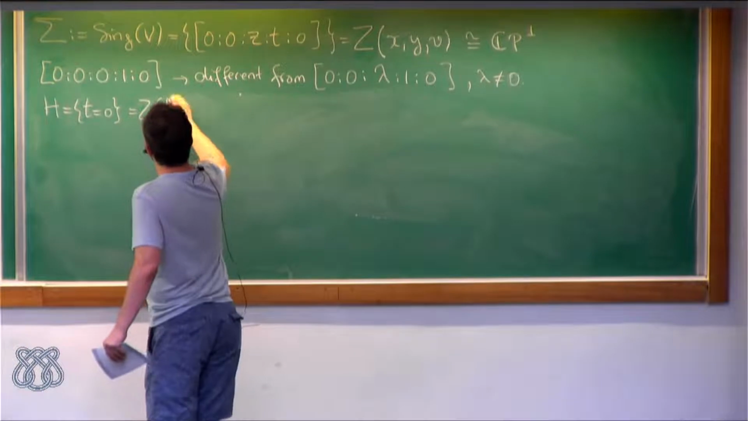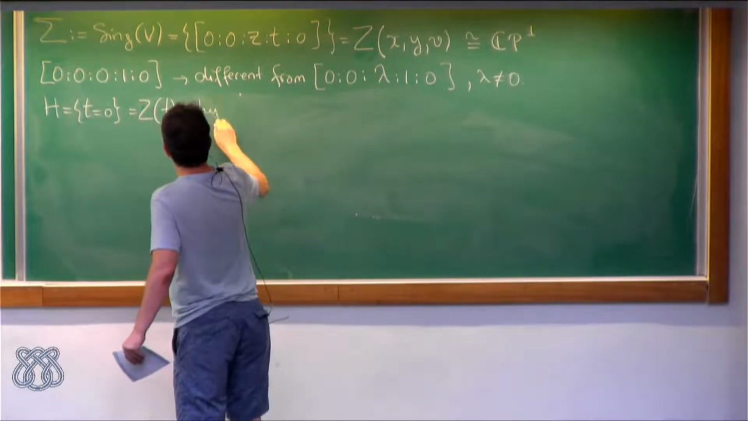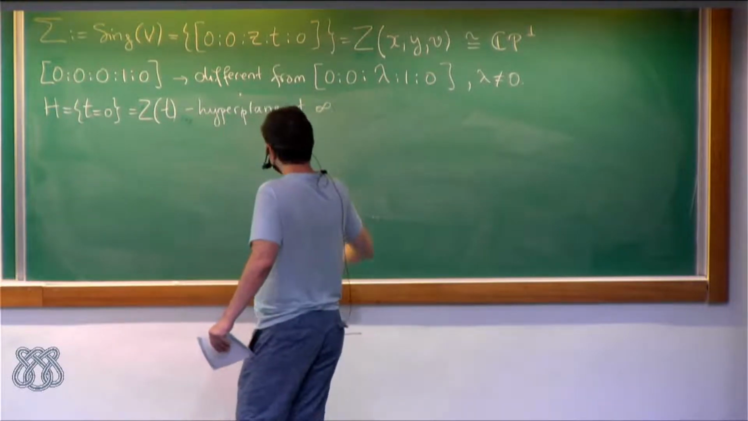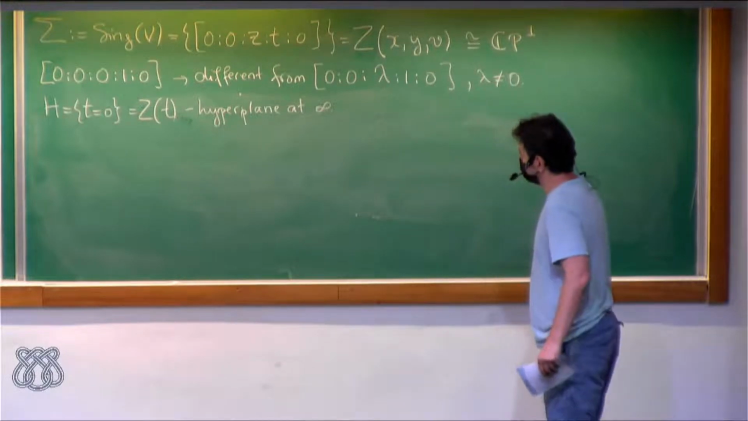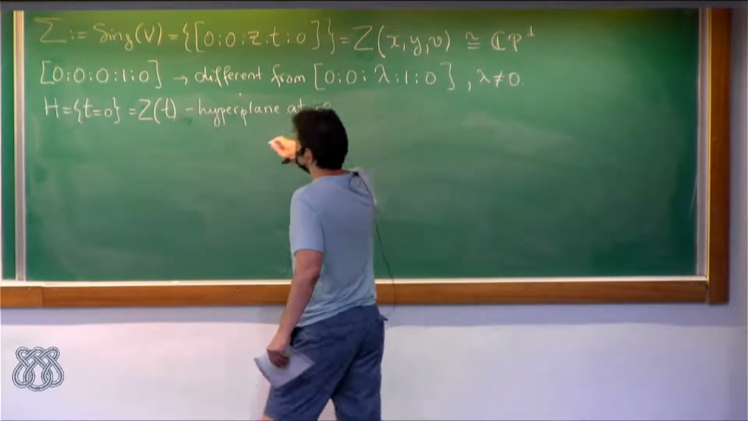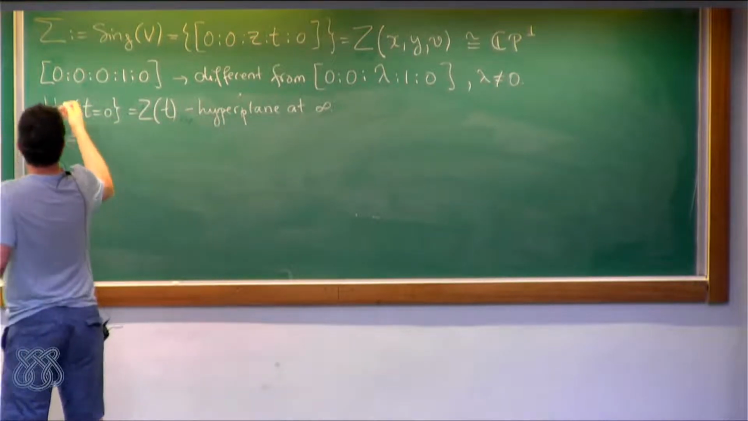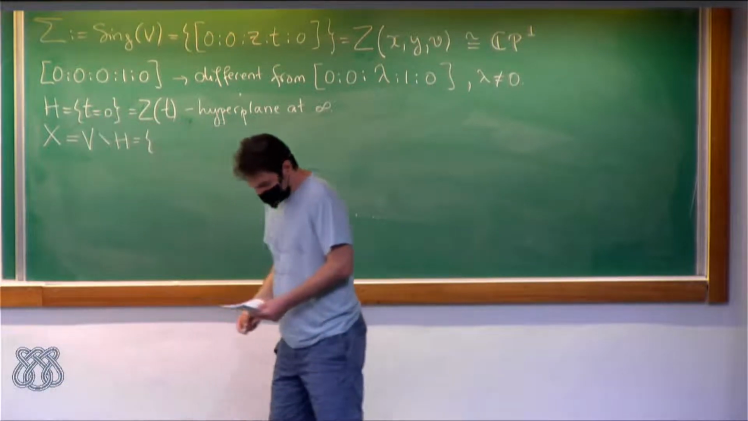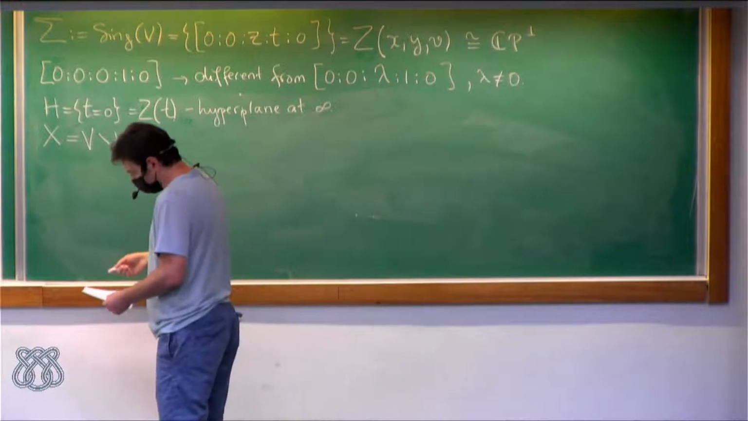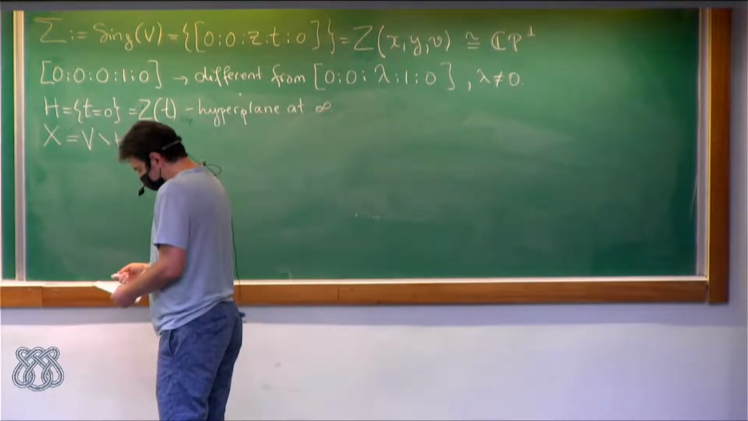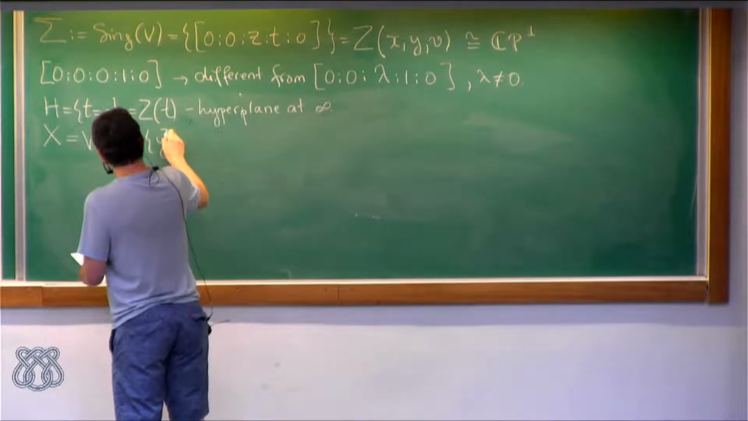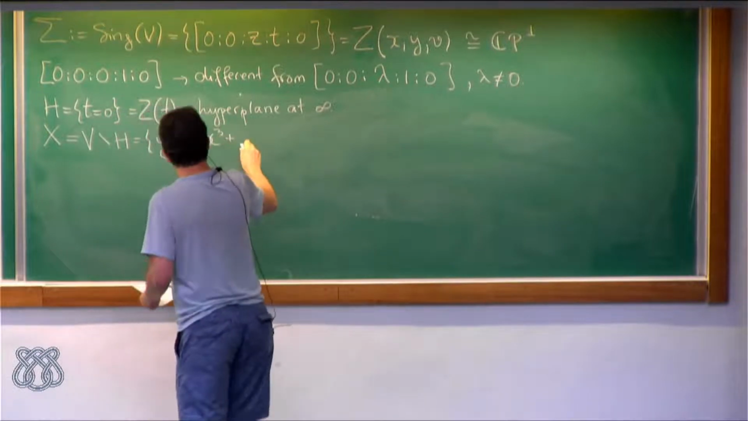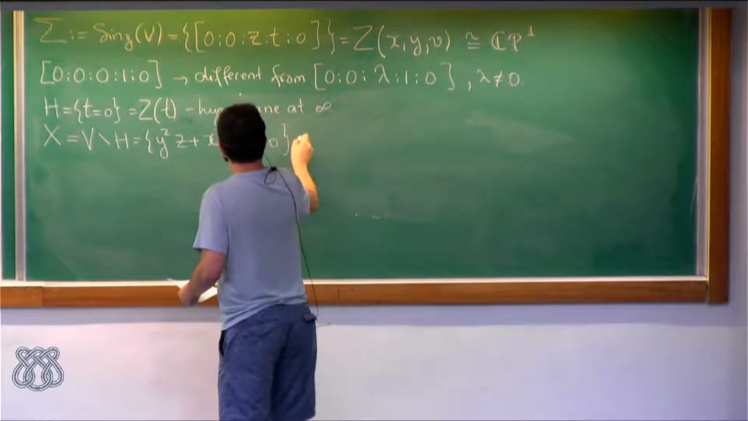In my notation earlier, this is z of t. This is the hyperplane at infinity. And now, if I look in the affine patch away from this hyperplane, so V minus H, what I get is the threefold given by y squared z plus x cubed plus v cubed equal to 0 in C4.